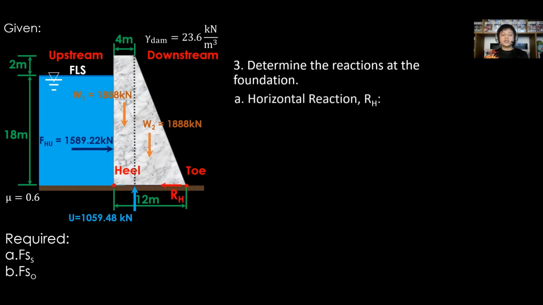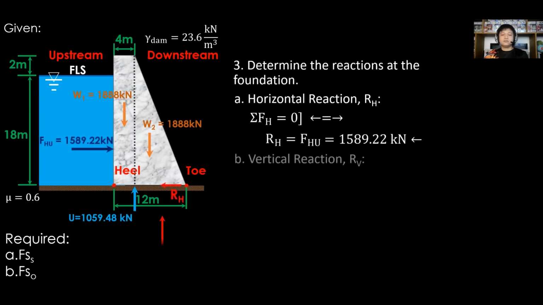For horizontal reaction, assume direction opposing the force at the upstream side. Sum of forces horizontal equals 0. Due left equals due right force. Force that is due left is R sub H, while force that is due right is F sub HU. Therefore, RH is equal to F sub HU, that is equal to 1,589.22 kilonewtons.